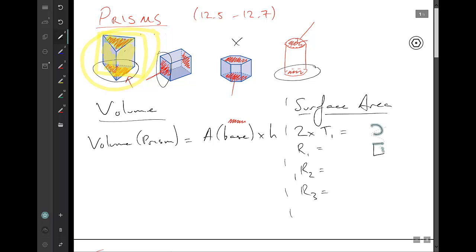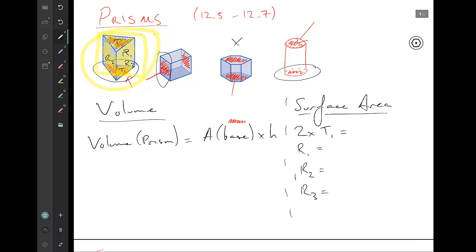With 3D shapes, that's too hard. So I just want you to give it a name. You might actually write on here T1, T1, R1, R2, R3, and then do it that way. But labeling on the actual shape is not necessary, and I don't want you to draw out the shape in your book. I just want you to give each one a name and then perform the calculation.